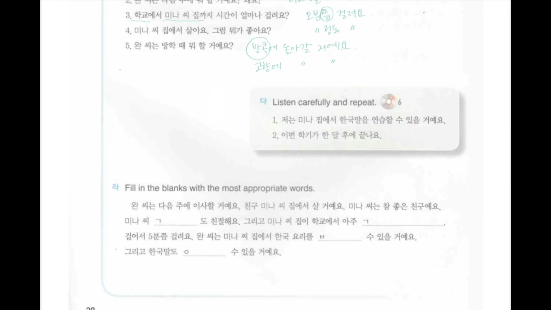라. Fill in the blanks. 자, this is quite summary, isn't it? 같이 합시다. Let's do it together. 완 씨는 다음 주에 이사할 거예요. One will move next week. 친구 미나 씨 집에서 살 거예요. He will live at a friend Mina's house. 미나 씨는 참 좋은 친구예요. Mina is such a good friend.